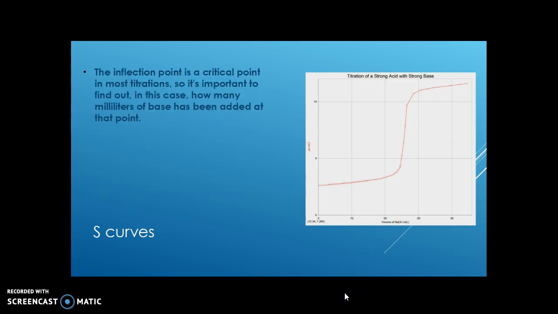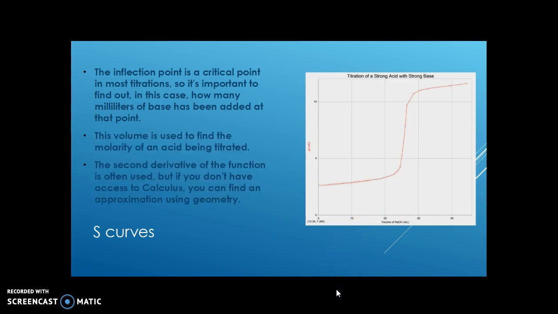The inflection point is a critical point in most titrations, so it's important to find out, in this case, how many milliliters, what volume of base has been added at the inflection or equivalence point. This volume is used to find the molarity of an acid that's being titrated by this base. Often the second derivative of the function is used, but if you don't have access to calculus, you can find an approximation easily and simply using plane geometry.